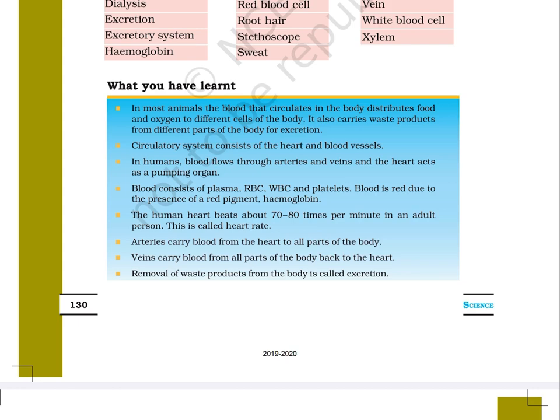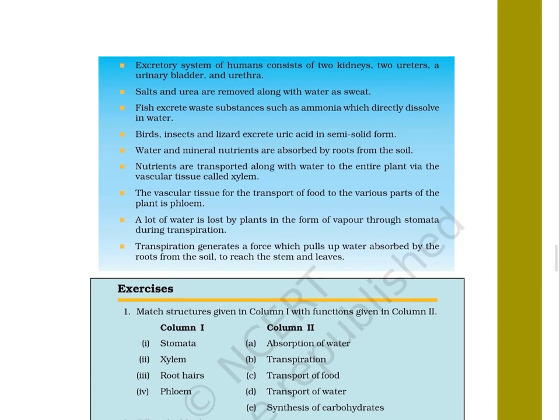Page 131. 9. Excretory system of humans consists of 2 kidneys, 2 ureters, a urinary bladder, and urethra. 10. Salts and urea are removed along with water as sweat. 11. Fish excrete waste substances such as ammonia, which directly dissolve in water. 12. Birds, insects, and lizards excrete uric acid in semi-solid form.